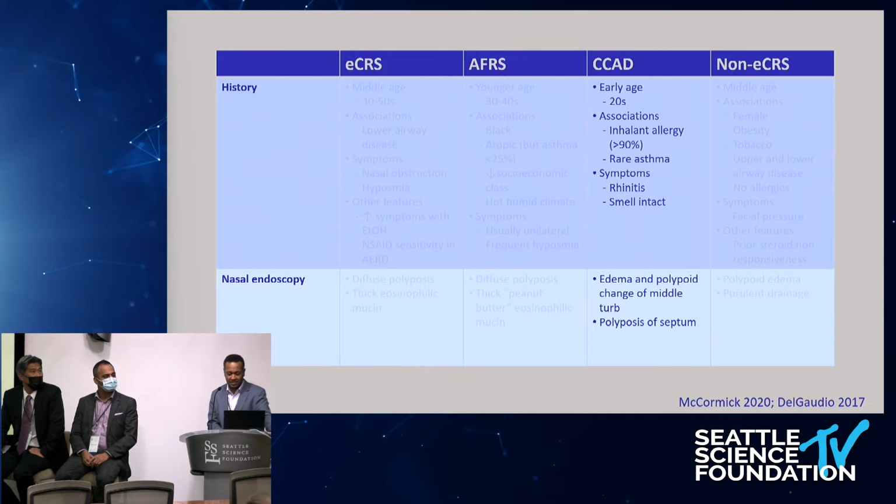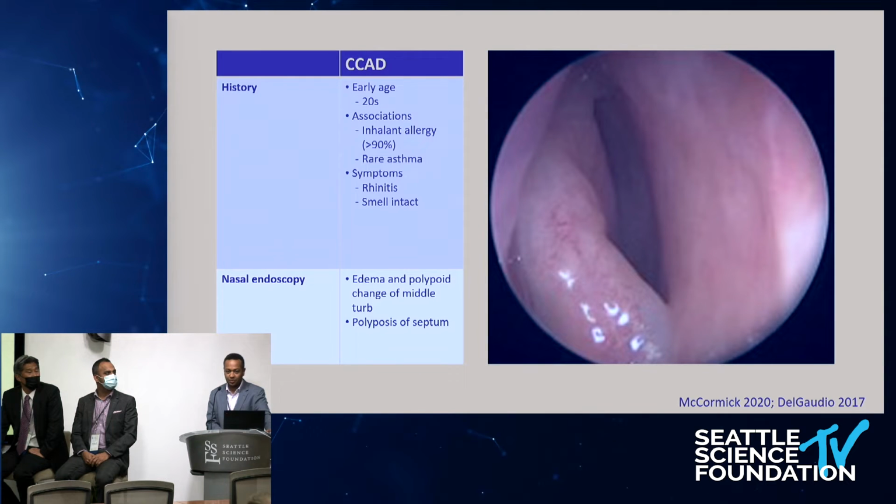Central compartment atopic disease, probably the most recently described of these entities. Early age, severe allergies. Their skin prick testing is obviously, or is often floridly positive. Very rarely have lower respiratory disease. Symptoms of allergic rhinitis, their smell tends to be intact. And then interestingly, their nasal endoscopy has this kind of very characteristic central distribution where they have polypoid change in those central structures. You're talking septum, leading edge of that middle turbinate, kind of sparing the more lateral aspects of the nasal cavity.